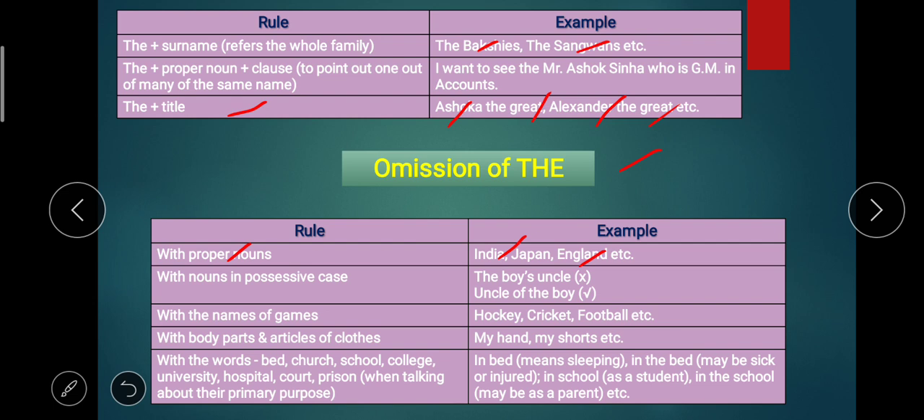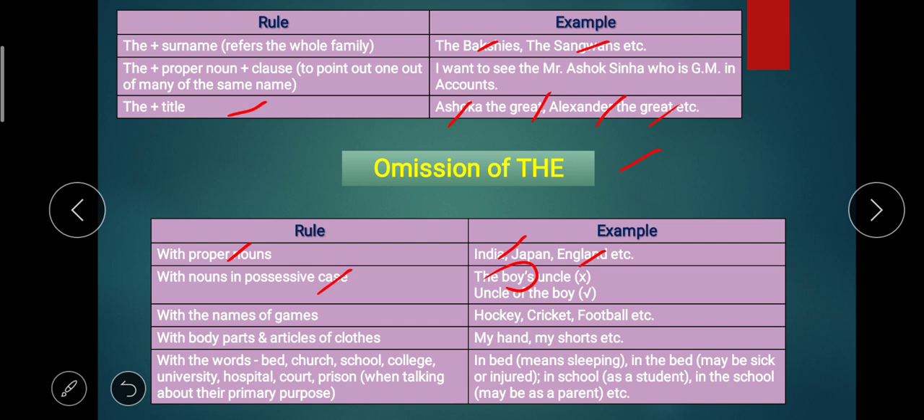Next one is with nouns in the possessive case. The boy's uncle, because boy is made into possessive case by using apostrophe s. So a noun in the possessive case will never take "the" before it. A better way to say and communicate this is uncle of the boy. This is the better way, uncle of the boy, rather than saying the boy's uncle.